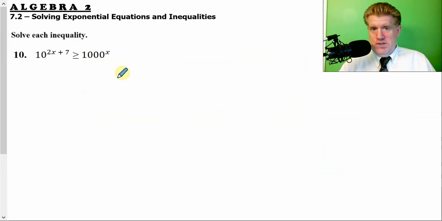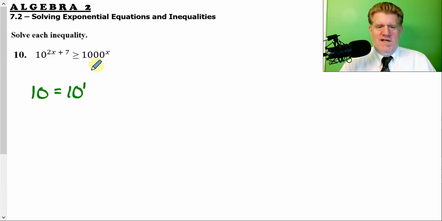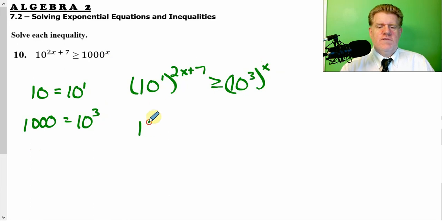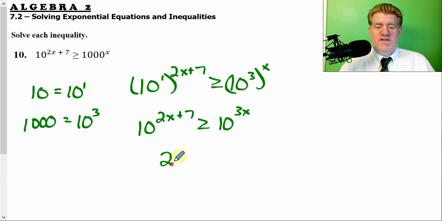I like this one. What's the base going to be? Yes, it's going to be 10. I like 10. And 1,000 really equals 10 to the third. So if I rewrite this equation, I have 10 to the first, which is greater than or equal to 10 to the third to the x. So, well, it's a 1. 1 times anything is itself. 3 times x is 3x. So since the bases are the same, I can compare the exponents.